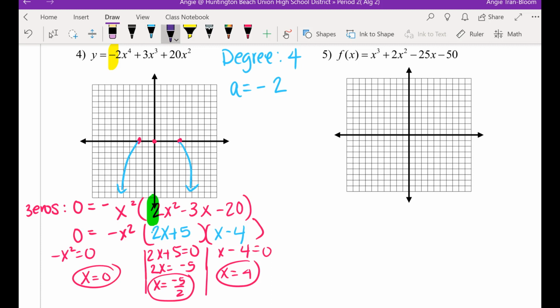We will cross. At 0, cautiously bounce. Why bounce, Brooke? Yes, the power for 0 is even. Can you guys see that? So I'm not going to cross it. I will cautiously graph it so it looks like it's bouncing.